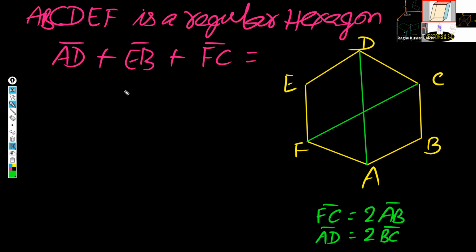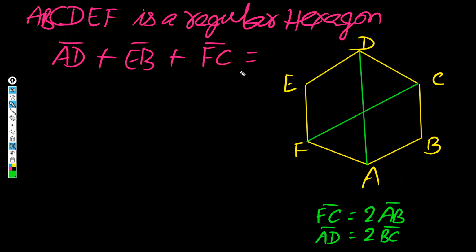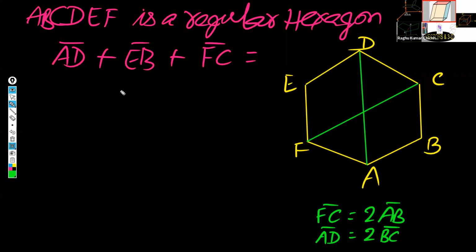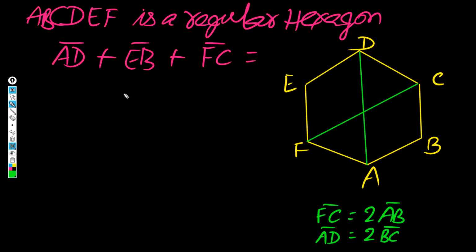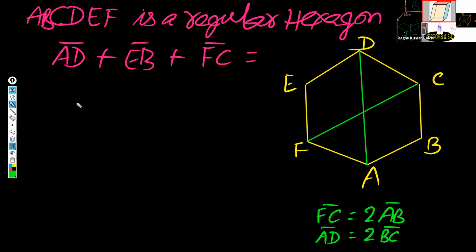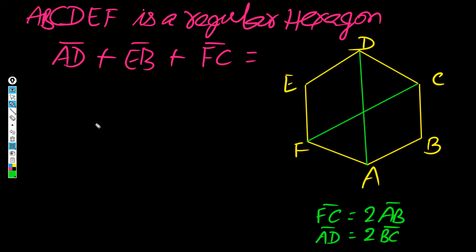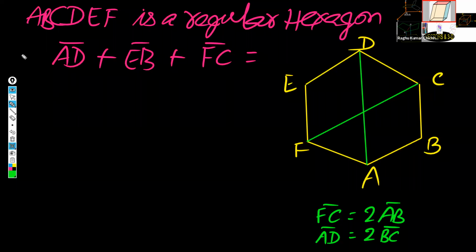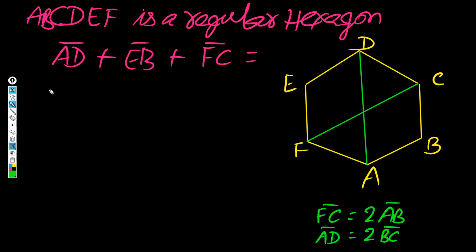Now you try it, please. AD bar can be written as 2 BC bar, sir. EB bar can be written as 2 FA bar, sir. And FC bar can be written as 2 AB bar, sir. Come on, finally convert it to AB. Yes, sir. AD bar plus EB bar is equal to 2 into BC bar plus FA bar.